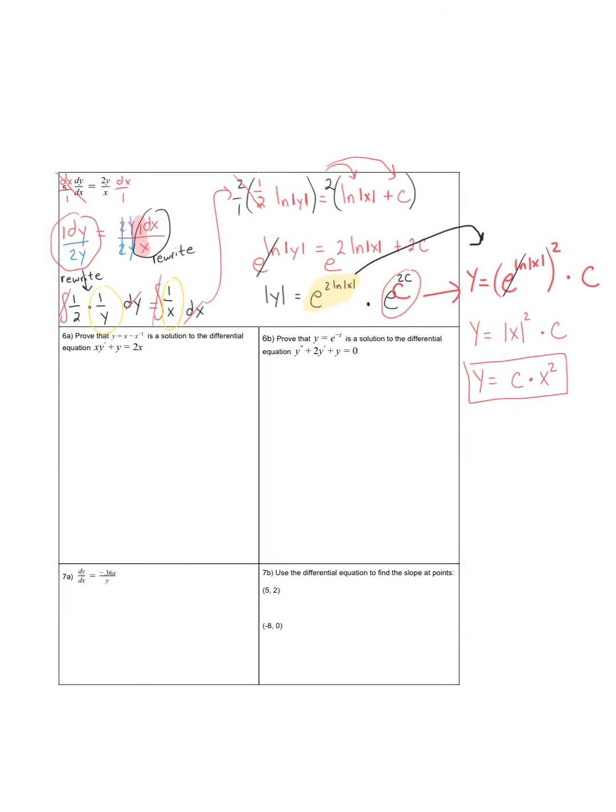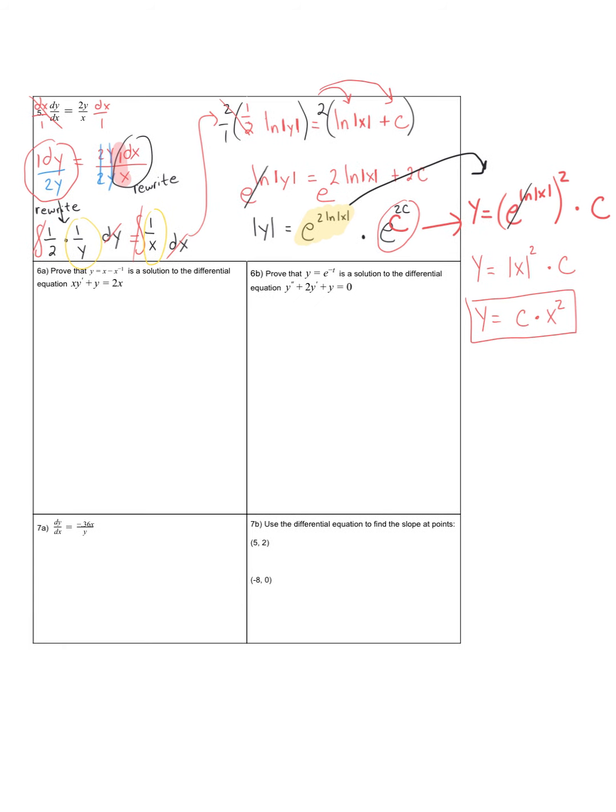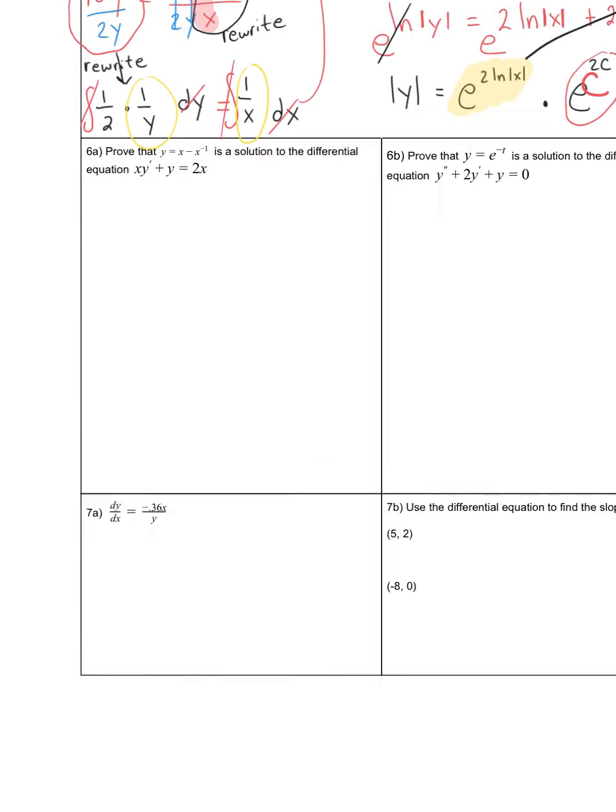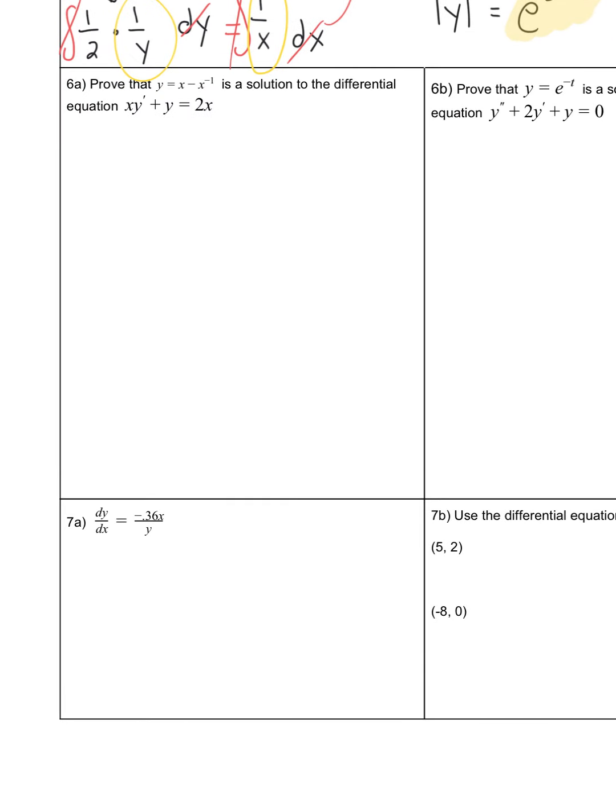Now that is a tricky problem. There's a lot of steps there. So please try to go through that on your own, and there'll be more like it. All right, 6 is a different type of problem that we see when we're dealing with differential equations. It's giving us a solution to a differential equation.